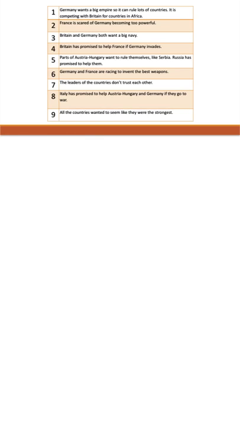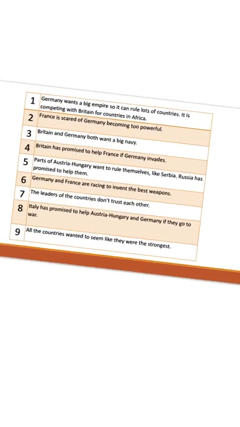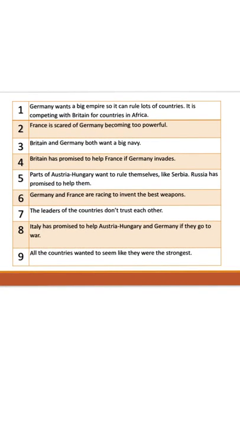Now, you should have, with your teachers, gone through the origins of the First World War. And if not, I've got them here for you just to give you a bit of a hand. So they're 1 to 9 in no particular order. So you can read them for yourselves. If you need to pause this, please do. But for example, Germany and Britain both wanted a big navy, and so they were competing. Leaders of the countries didn't trust each other.